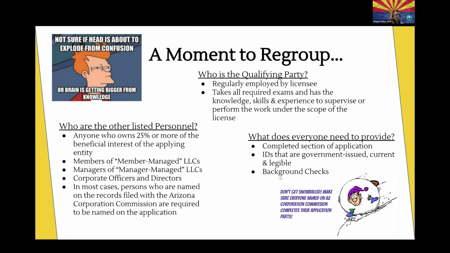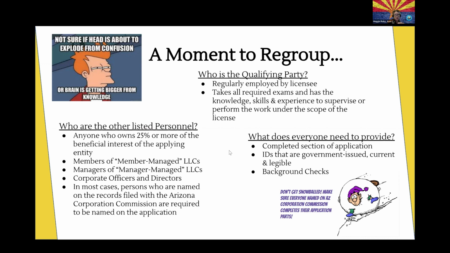So who is your qualifying party? Your qualifying party can either be you yourself or a regularly employed person on your license. That's going to be the person who has the experience, the skills, and the passing exams to be listed on the license as your qualifying party.